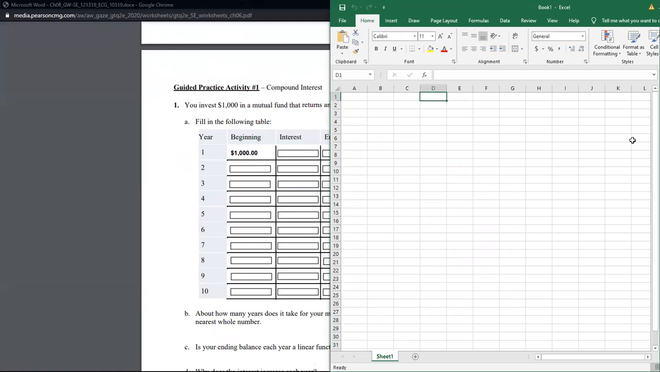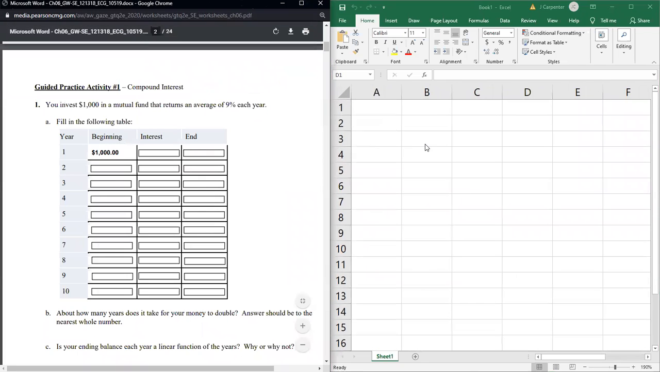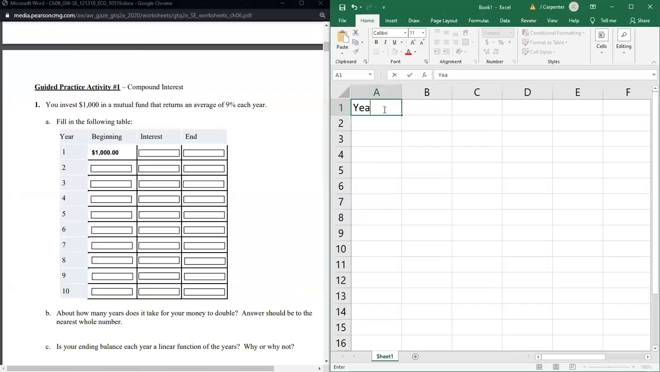I'm going to try and make a spreadsheet that just kind of mimics this. I'm going to zoom in a little because I won't need that much space. So let's have column 1 be the year, column 2 be the starting balance, column 3 be the interest, and then the ending balance. So 1, 2, 3, 4, 5, 6, 7, 8, 9, 10.